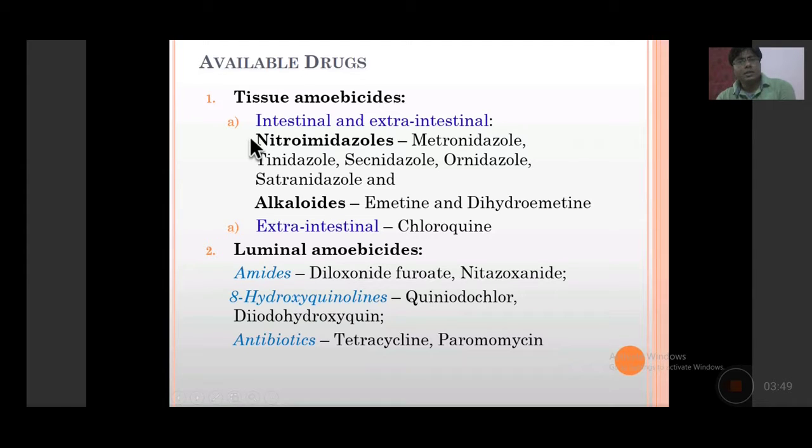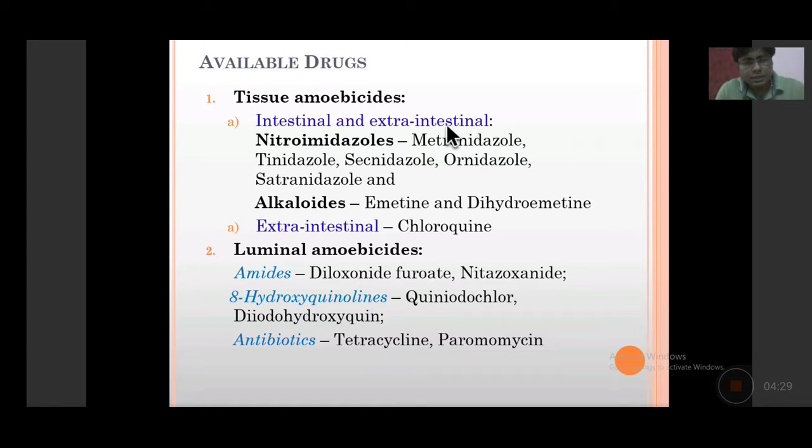Then there are two groups of drugs. One is nitroimidazole, which we call the midazoles. I am telling you that bendazoles are anti-helminthic and nidazoles are anti-amoebic. Don't get confused. Metronidazole, tinidazole, secnidazole, ornidazole, all these nidazoles come under nitroimidazole, and they are mixed, acting on both intestinal and extra-intestinal sites. They target everything, luminal as well as non-luminal, in the intestinal wall as well as extra-intestinal, that is the liver. And hence they are the prototype drugs for treatment of amoeba.